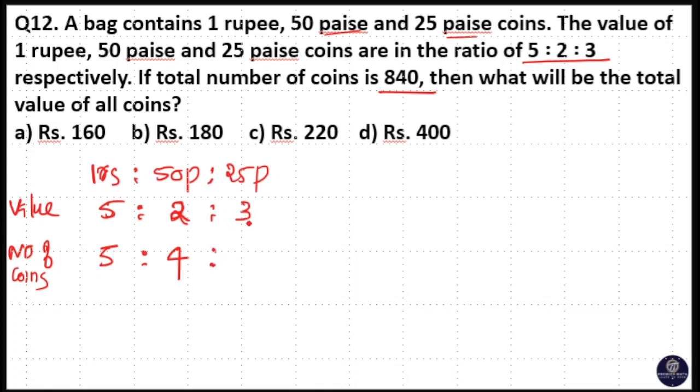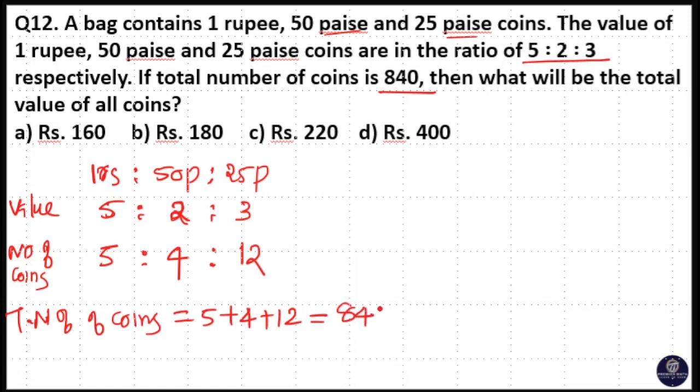Let me take this as 3 rupees. 3 rupees means number of 25 paise coins is 3 into 4, 12. So number of coins of 1 rupee is equal to 5, number of coins of 50 paise is equal to 4, 25 paise is equal to 12. That means total number of coins is equal to 5 plus 4 plus 12 is equal to 840.